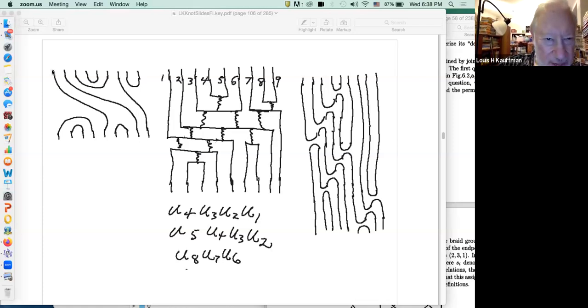Take a look at this point here. It goes down from the first one to the fifth one, wandering around. But now everybody is paired off. Here's a cup cap. Here's a cup cap. Here's a cup cap, and so on. So I can read this off. This is U1, 2, 3, 4. This is U4. Here's U3. Here's U2. Here's U1. Then starting back here, I have U5, U4, U3, U2. And back over here, I have U8, U7, U6.